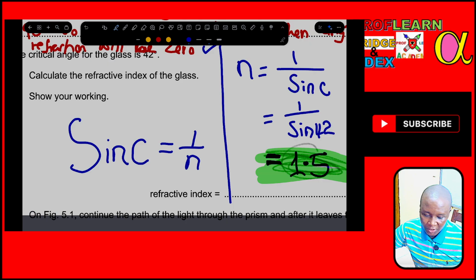refractive index. So the first thing that I need to mention here, you need to understand what we mean.